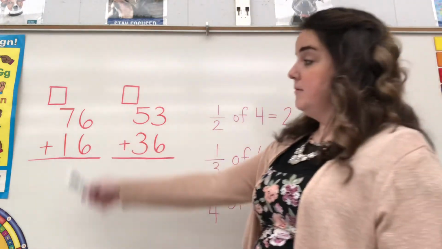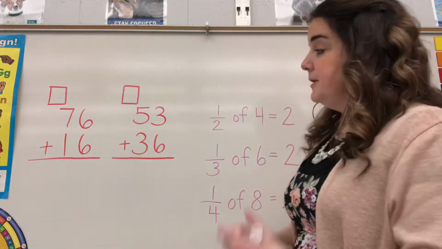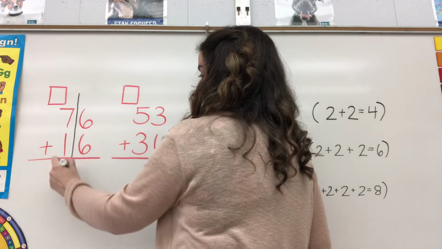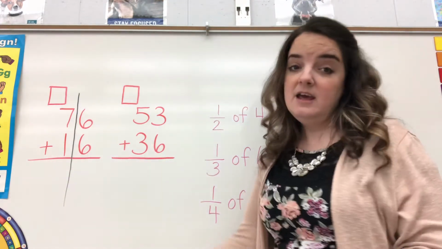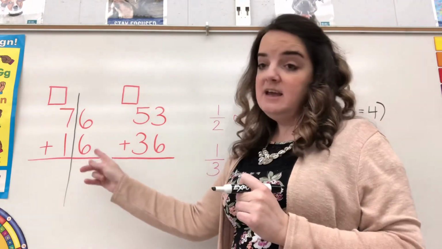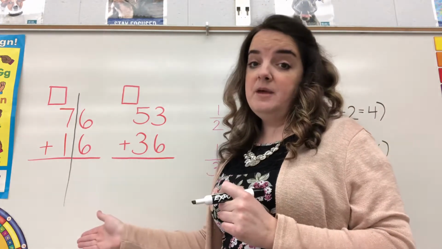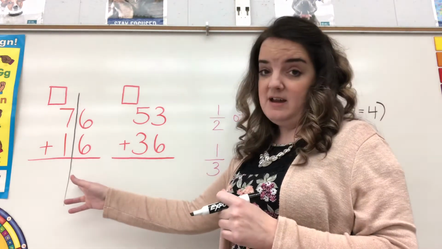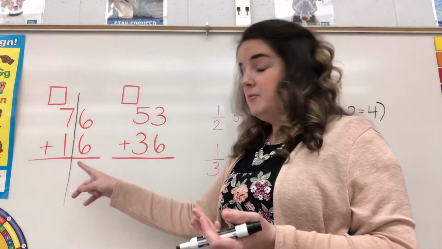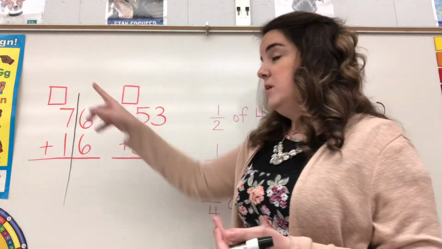So our first problem is 76 plus 16. Now remember, if you need help to divide between the ones and the tens place, you can draw the line. If you don't need to, that's fine also. Now remember, when we are adding or subtracting numbers, we always start in the ones place, or on the right side, so that we get the right answer. That's very important. Remember, we always, always, always start on the right side, which is the ones place.